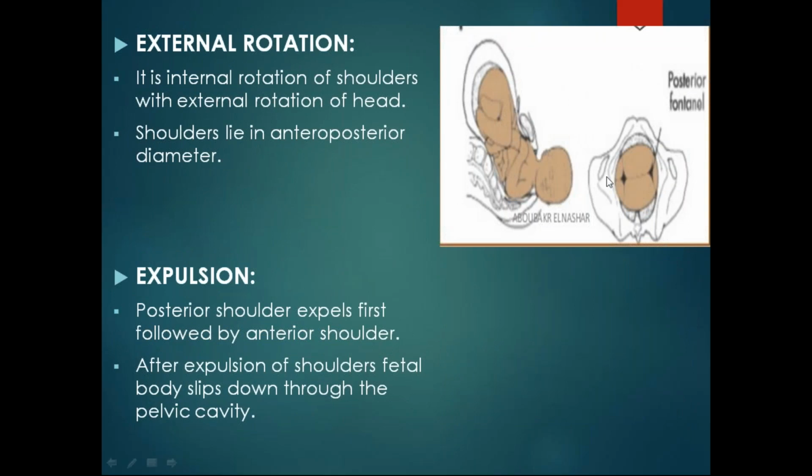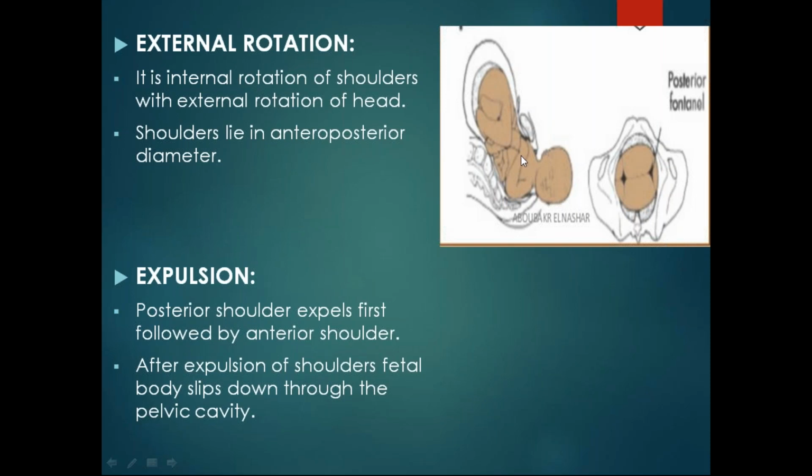Now the shoulders have to come out. The head has come out, the shoulders have to come out. If the shoulders have to come out, they have to align themselves in the anteroposterior direction. Unless they're in the anteroposterior direction, they will not come out because the anteroposterior dimension is the longer one. So if the shoulders have to come in the anteroposterior direction, they have to undergo rotation. That is internal rotation of the shoulders.